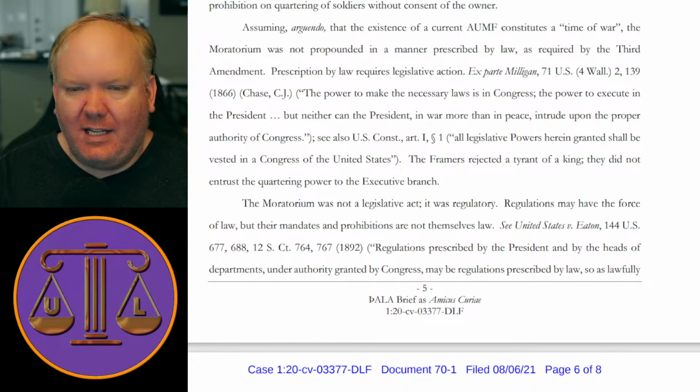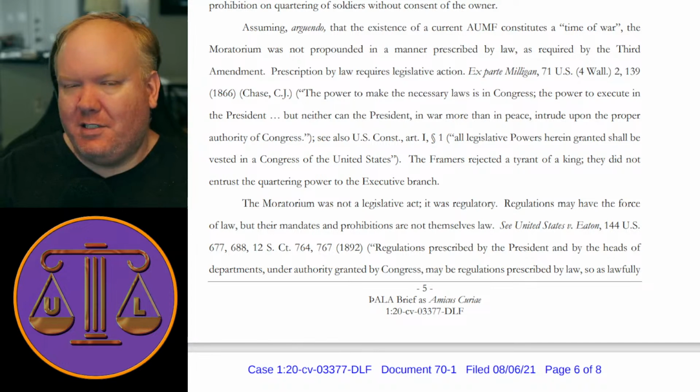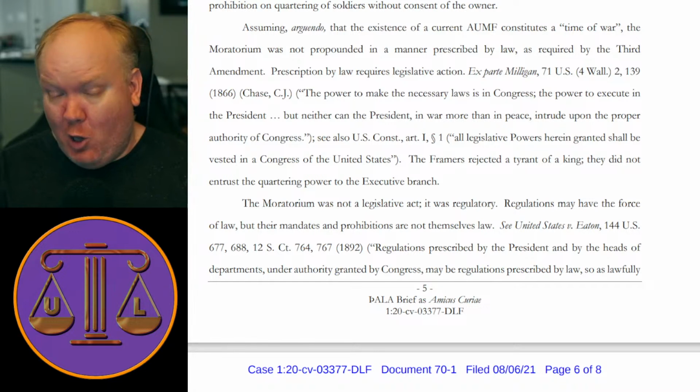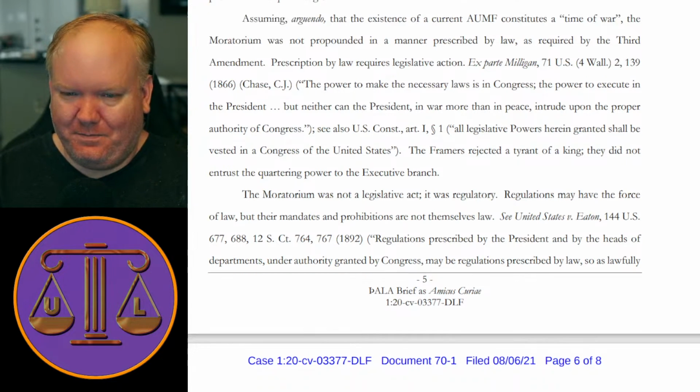The moratorium was not a legislative act. True that. It was regulatory. Regulations may have the force of a law, but they're not exactly law. That's true. There's definitely a difference between something being law and having the force of law.